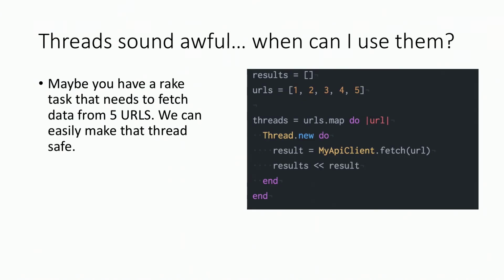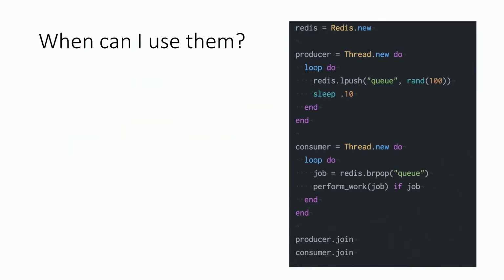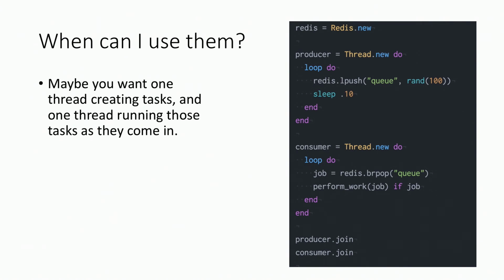So here's an example of when you might want to use threads. Just imagine you have 5 URLs. We're going to spin up 5 threads in, like, a rake task, and we're going to fetch 5 URLs, wait on all the threads maybe at the bottom, and now we've got really fast data fetching, however we're going to do it. Or you've got a producer and a consumer thread.